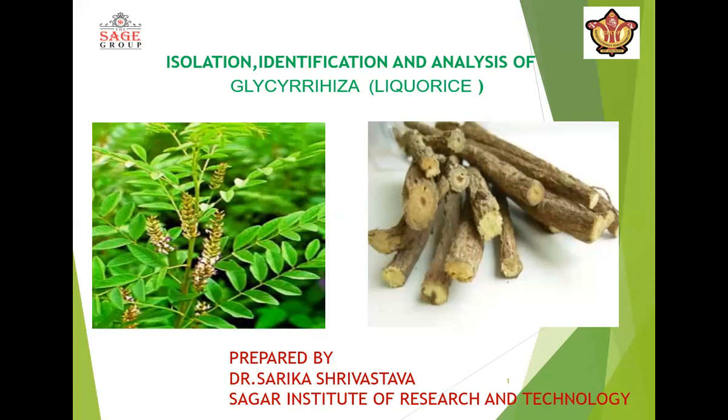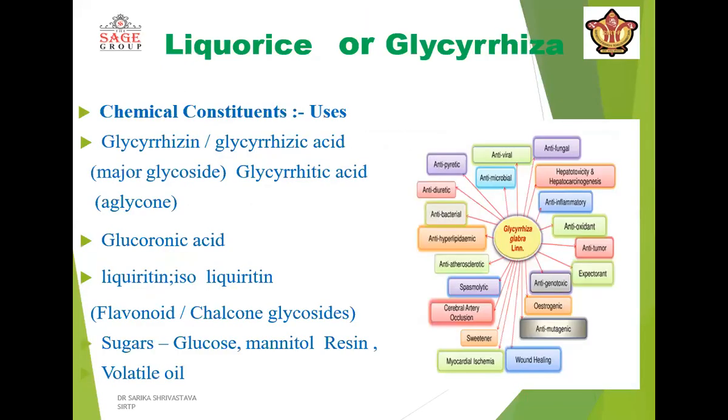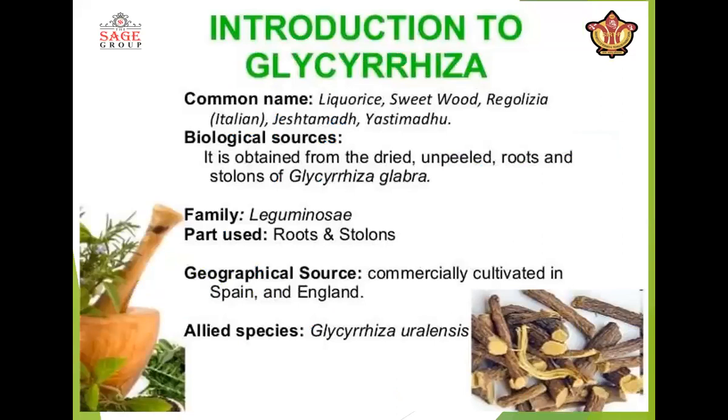Today, I will explain the isolation, identification, and analysis of glycyrrhiza. Glycyrrhiza is a chemical compound which is obtained from the liquorice root. The common names of glycyrrhiza are liquorice, sweet wood, Mulethi, Regolizia, Jesthamadhu.